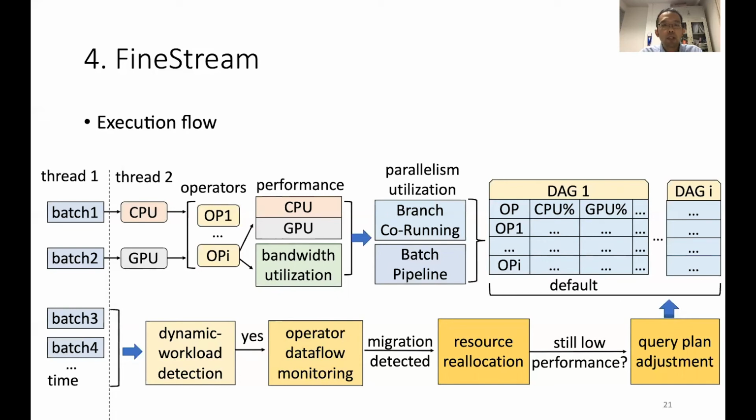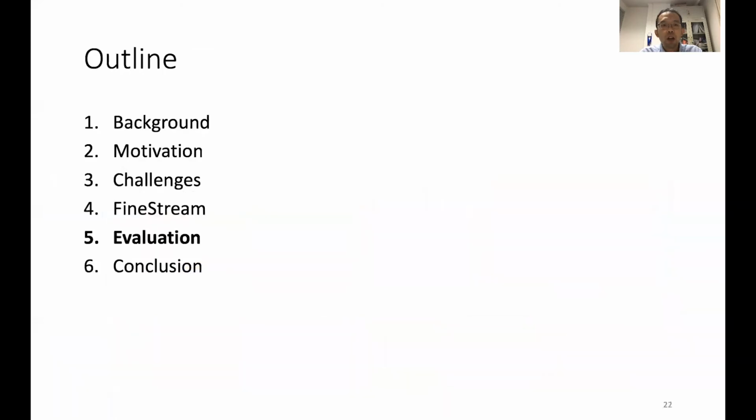For the operators in FineStream, we reuse the operator code from OmniDB. Please note that the goal of this work is to provide a fine-grained stream processing method on integrated architectures. Let's look at the evaluation.